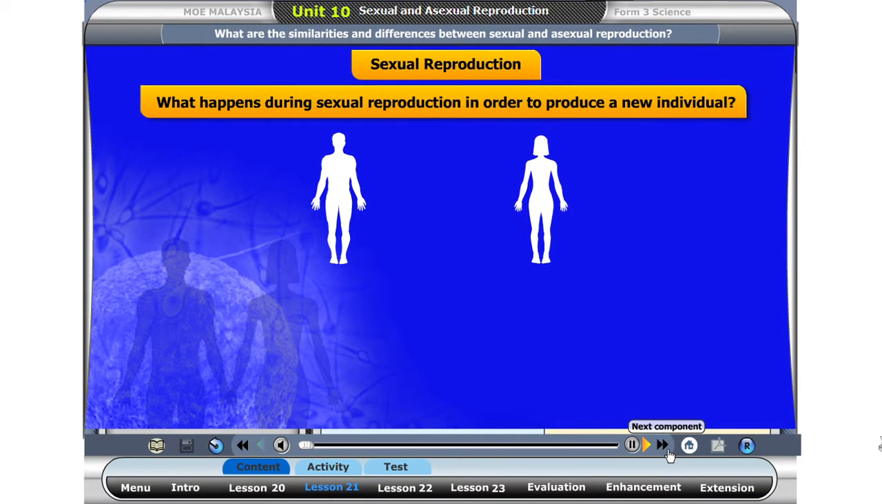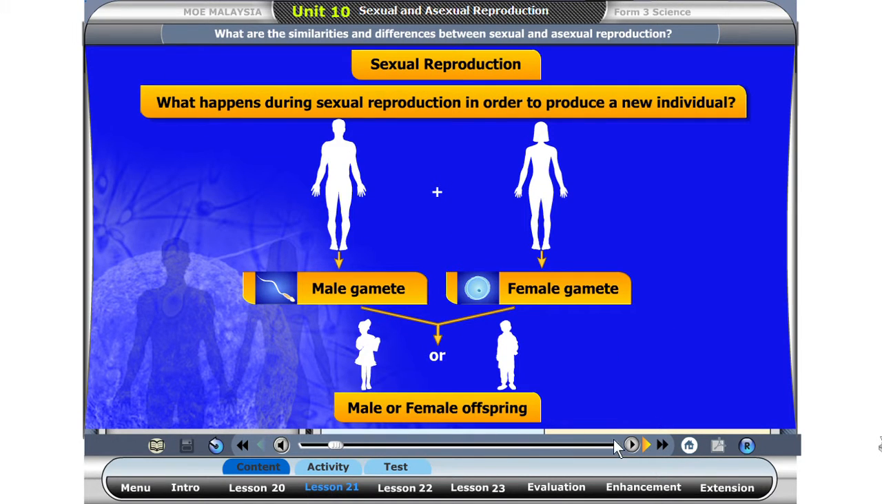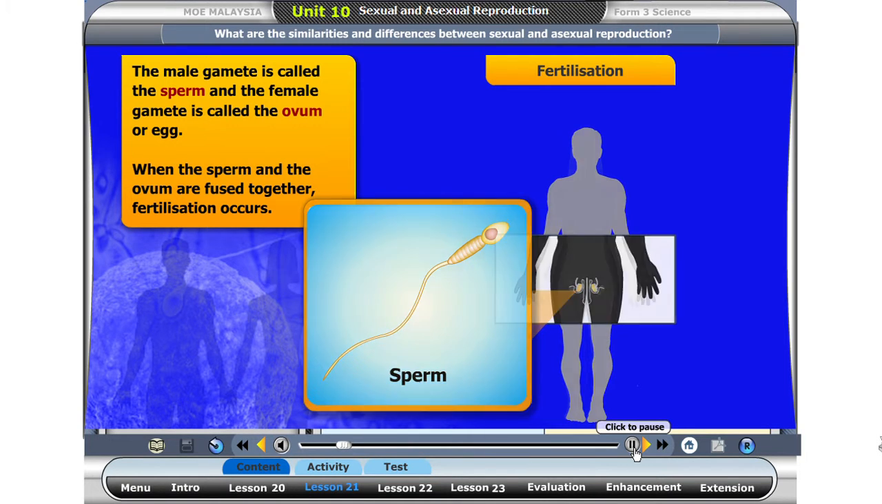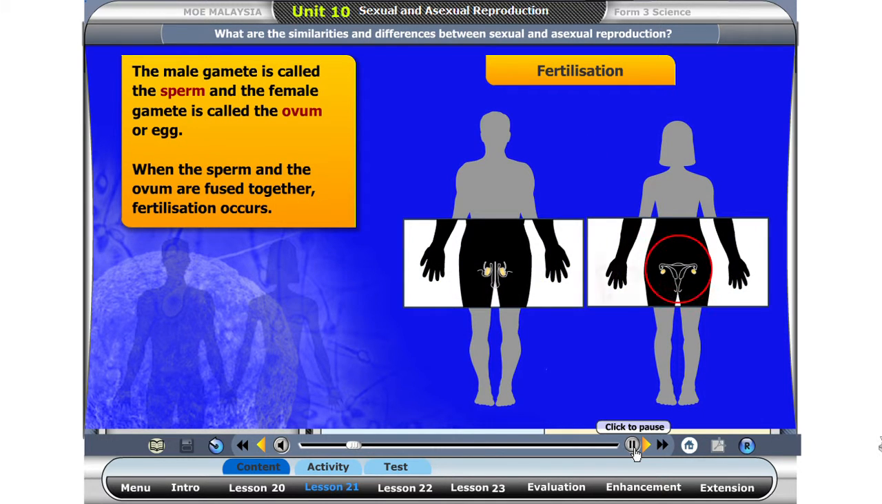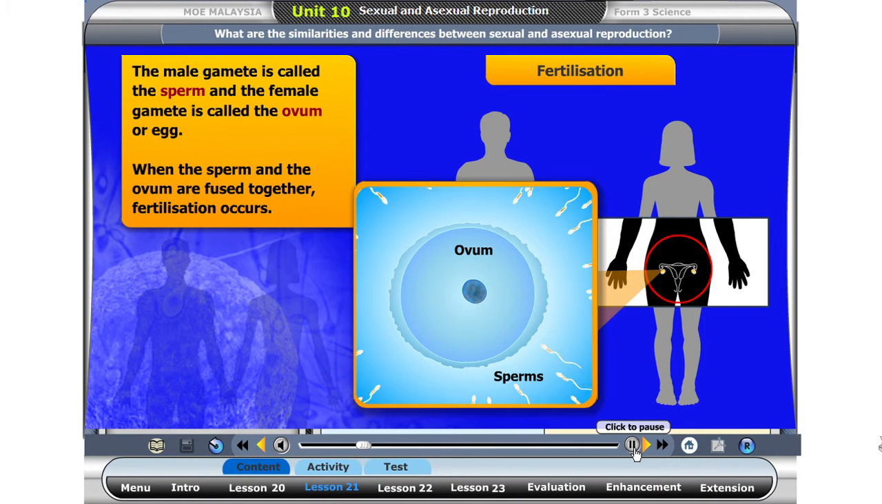You already know about sexual reproduction. The process of sexual reproduction actually needs a new individual. The male gamete is called the sperm, and the female gamete is called the ovum or egg. When the sperm and the ovum are fused together, fertilization occurs. After fertilization, a zygote is formed.